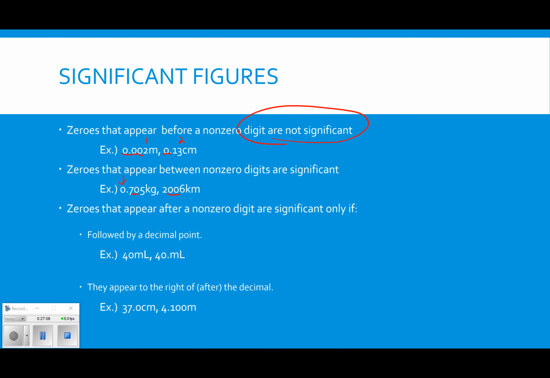Zeros that appear after a non-zero digit are significant only if they're followed by a decimal point. So this is the example we just looked at. 40 mL is one significant figure, that 4, but as soon as we have the decimal, this becomes 2. It makes the zeros at the end significant. If the zeros appear to the right or after the decimal, they are significant. So at the end of a number with a decimal, these zeros become significant. So in this case, 37.0 centimeters has 3 sig figs, and 4.100 has 4 significant figures.